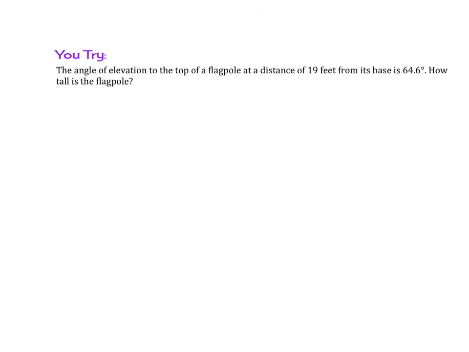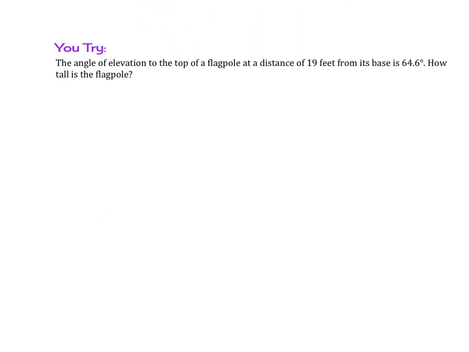Okay, so try this example here. The angle of elevation to the top of a flagpole at a distance of 19 feet from its base is 64.6 degrees. How tall is the flagpole? So draw a picture, see if you can figure that out, and then when you come back, I'll have the answer for you.